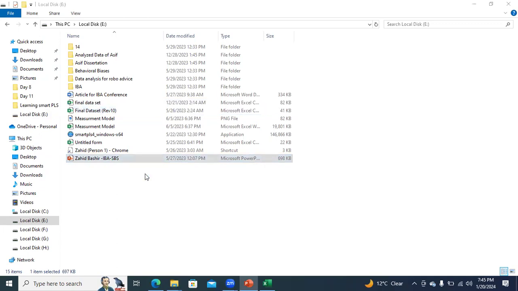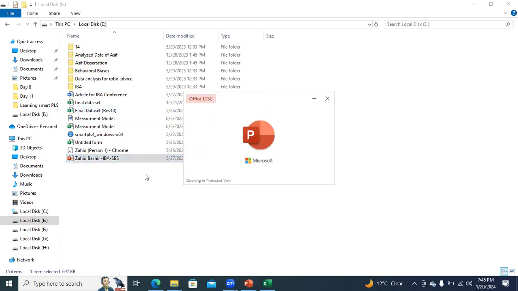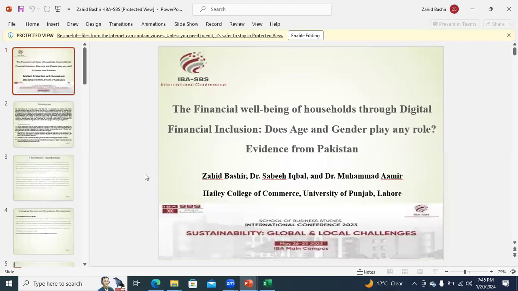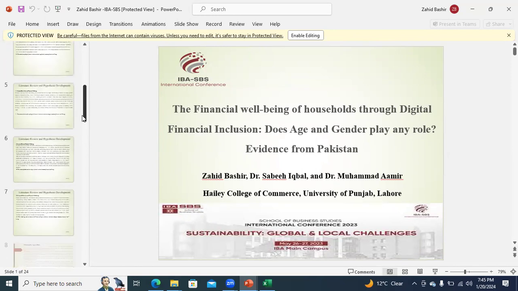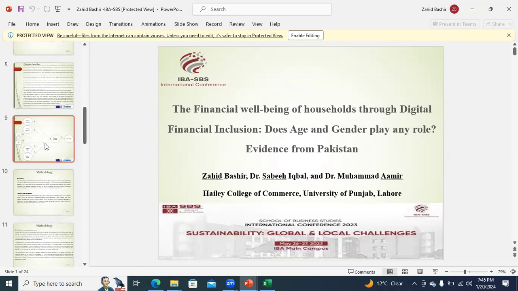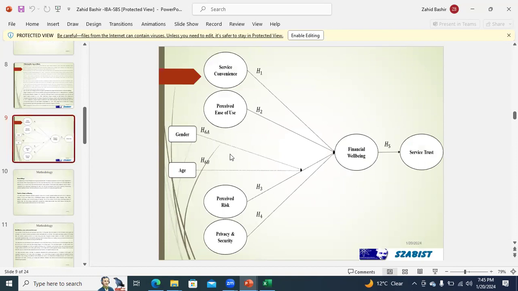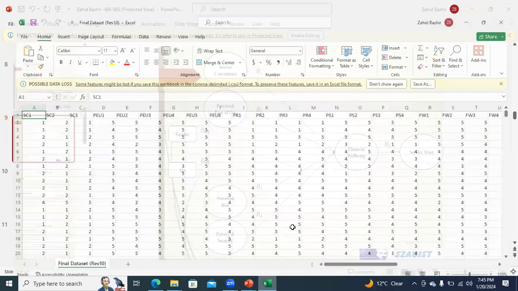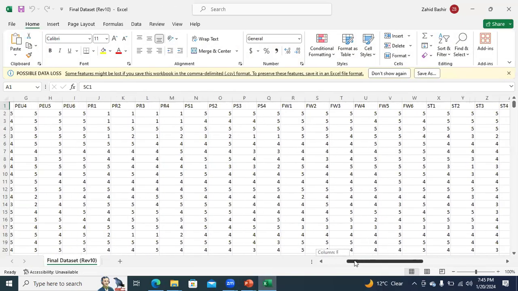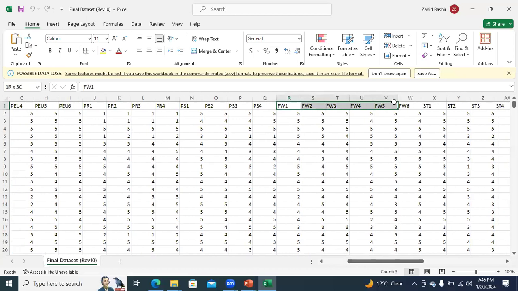This was presented at IBA, an institute in Karachi, Pakistan, regarding the financial well-being of households through digital financial inclusion. Let me see what the variables were, because it is about 8 months since I analyzed this study. There were service convenience, perceived ease of use, perceived risk, privacy and security, and financial well-being was my dependent variable. So I need to see financial well-being. Yes, it is here.